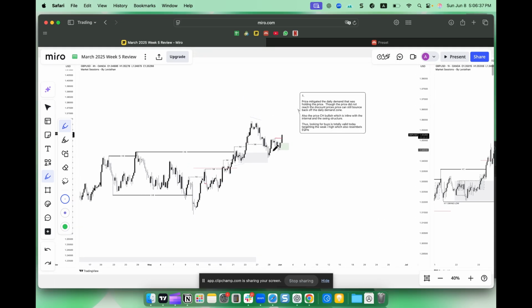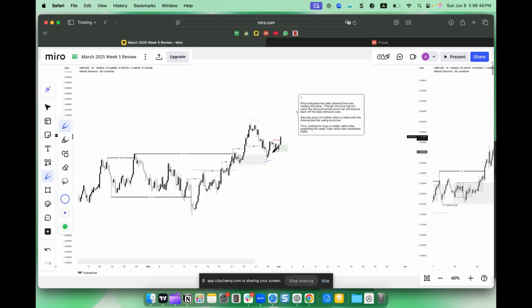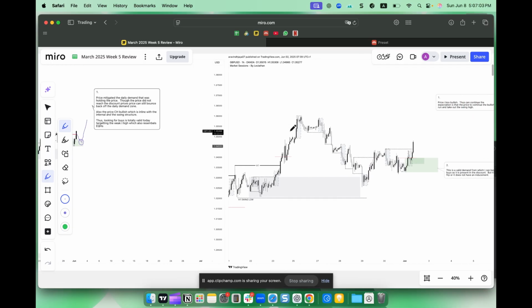So here we go. Price mitigated into the daily demand zone, and it is CHoCH bullish. Once the price is CHoCH bullish, I can look for buys from this freshly formed demand zone. This actually forms relative equal highs, which is a very good magnet for the price. So I can look for longs targeting these equal highs.